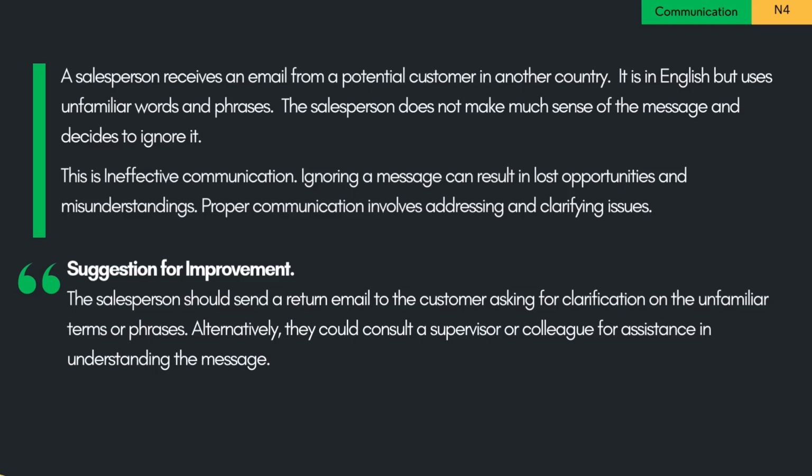Suggestion for improvement. The salesperson should send a return email to the customer asking for clarification on the unfamiliar terms or phrases. Alternatively, they could consult a supervisor or colleague for assistance in understanding the message.